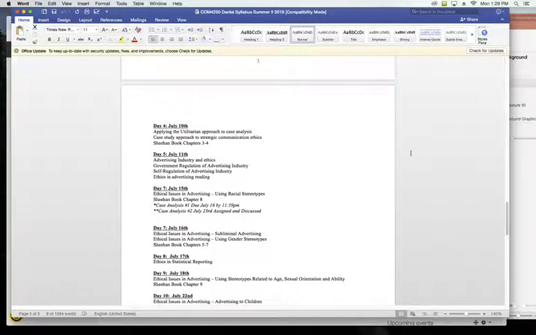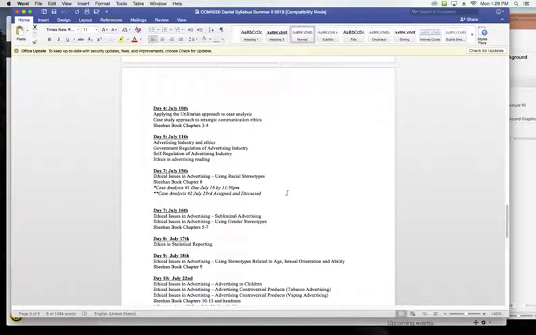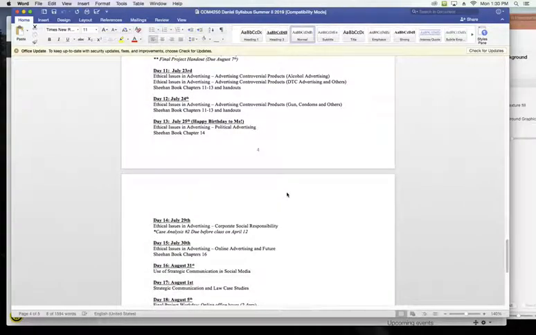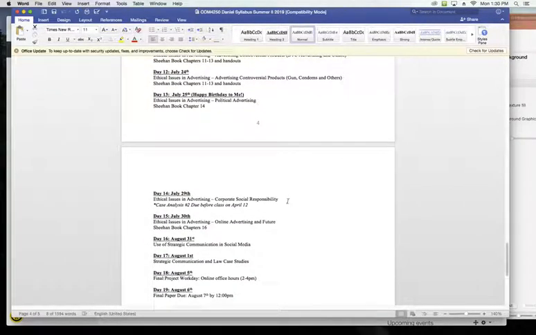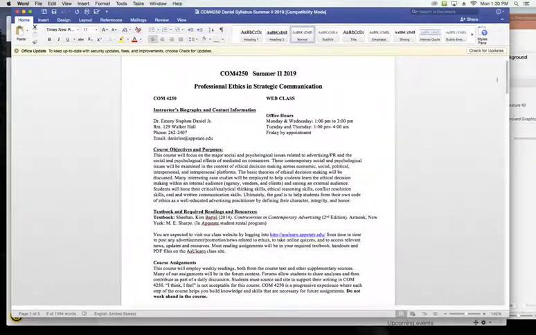So I've got a day-by-day schedule. And you'll see here in terms of when things are due, case analysis. Oh, that was supposed to be the 15th. I'll change that. Those are going to be a couple things to remember here. You can go through all these. Again, they're not going to be too complicated to go through, but they are important nonetheless.